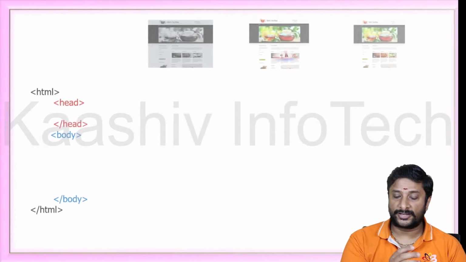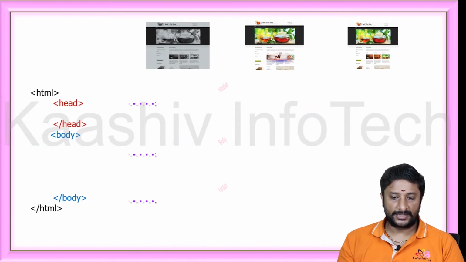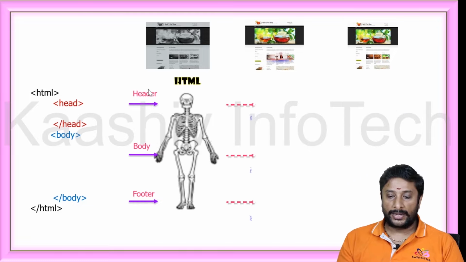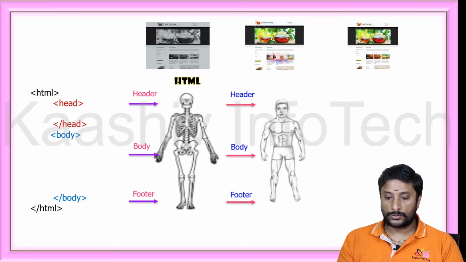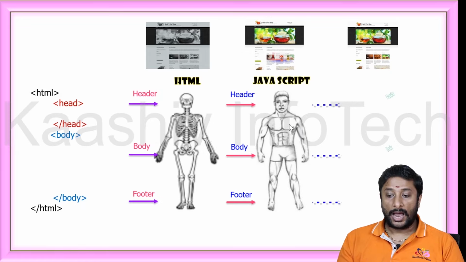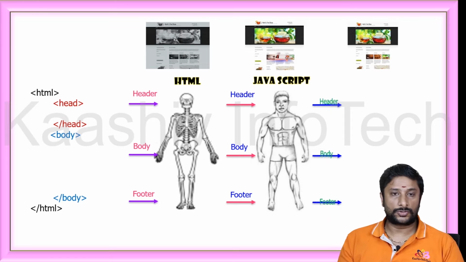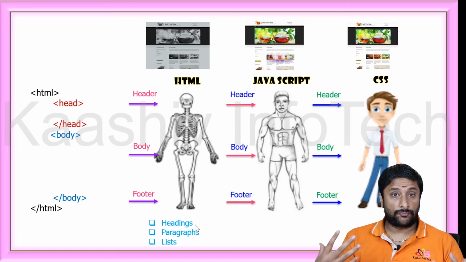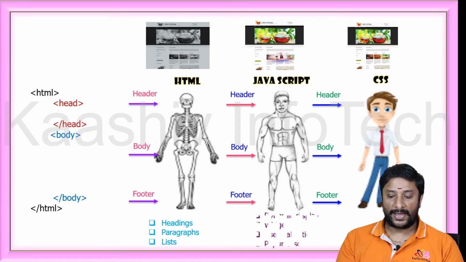If we talk about the front-end technologies, here is the structure of HTML. Every HTML page will have the header, body, and a footer. So you have the structure of HTML, and to strengthen it you have JavaScript, and finally to make it colorful, CSS comes into the picture. As I told you, your HTML will have the headings, the textual contents, the paragraphs and everything.